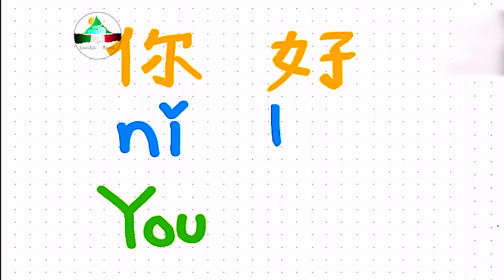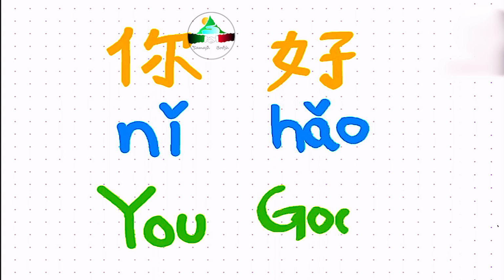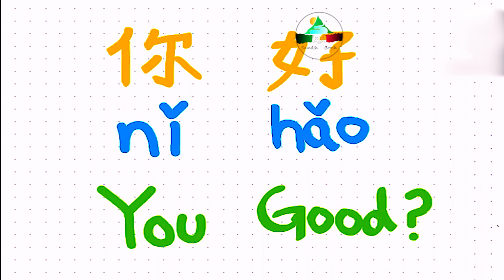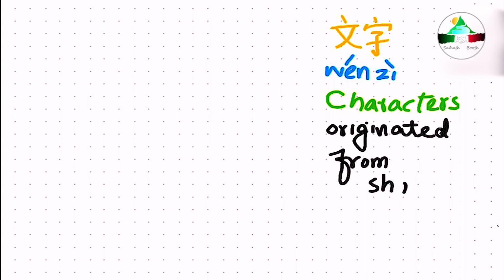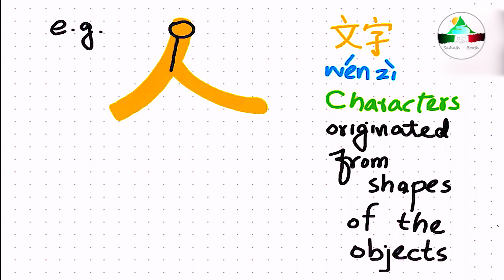In the same way, you must have heard ni hao. Ni is one sound having a unique character. It means you. Ni means you. And hao is a sound also having a unique Chinese character for it. It means good. So, ni hao means you good? Are you good? Hello.